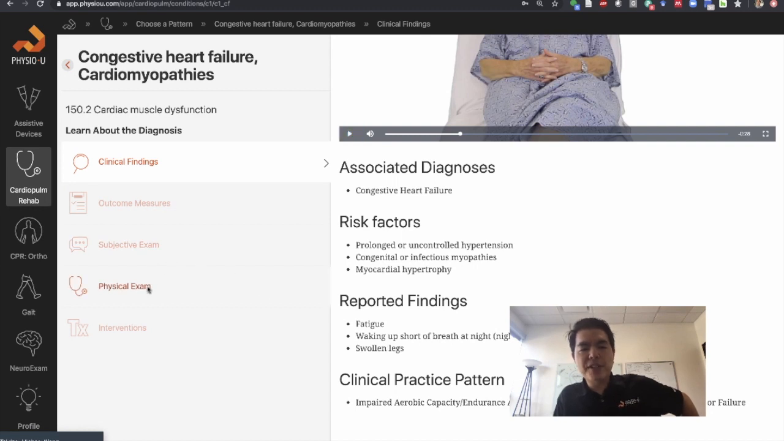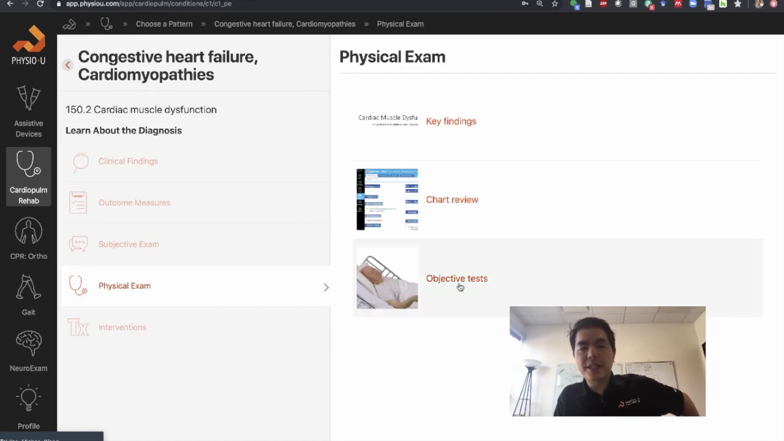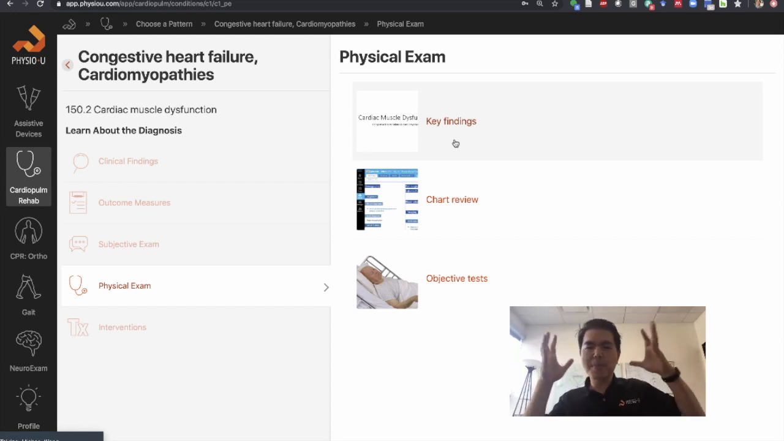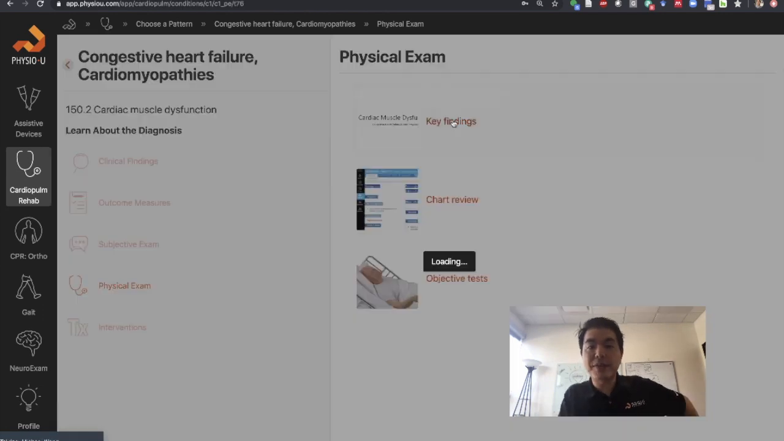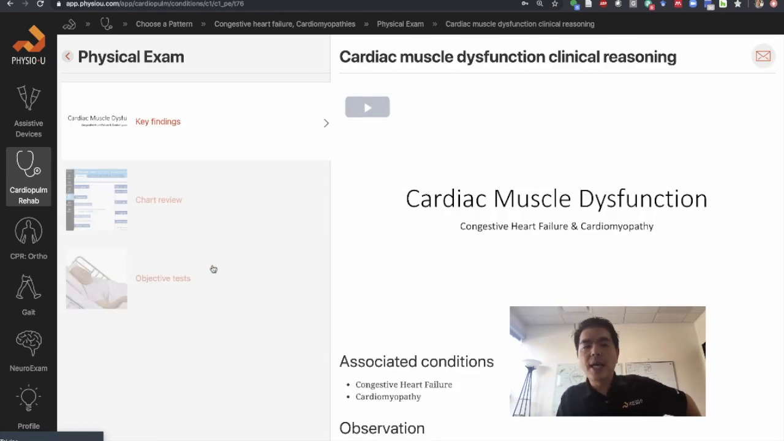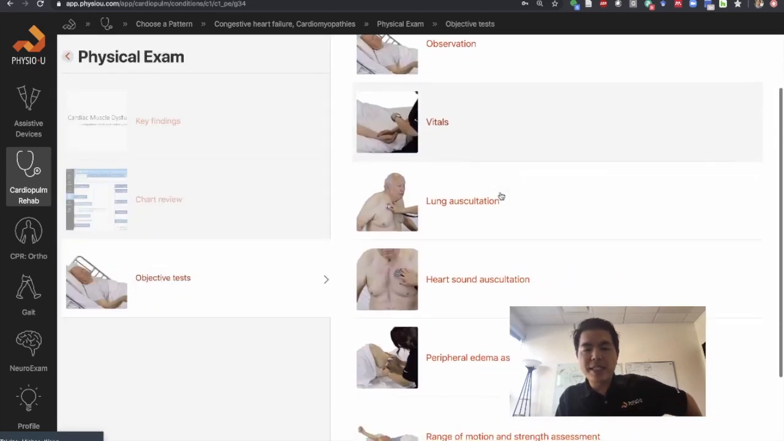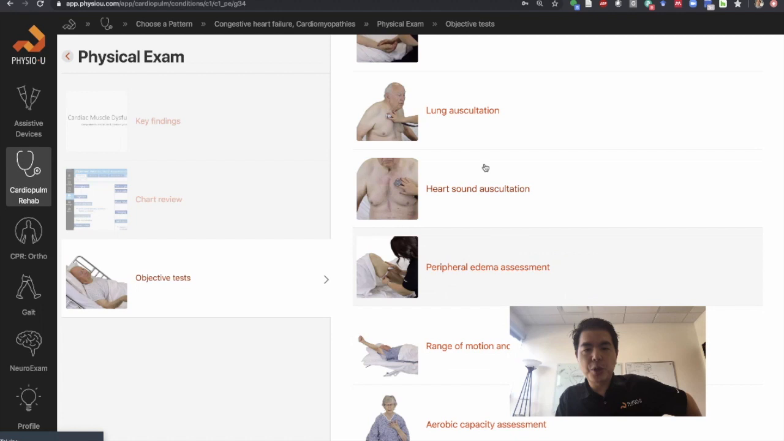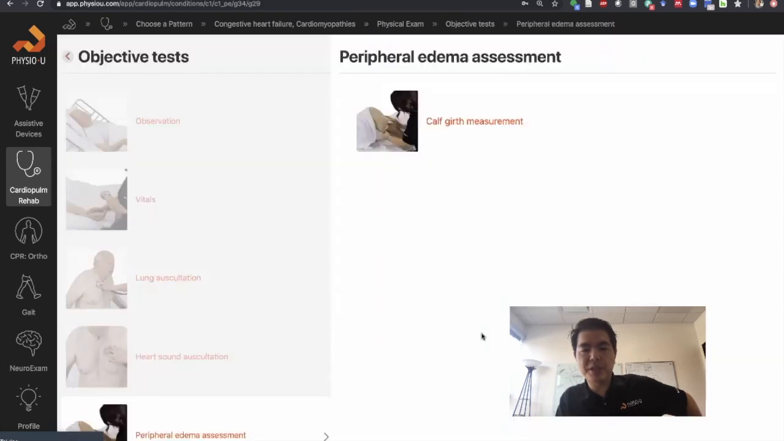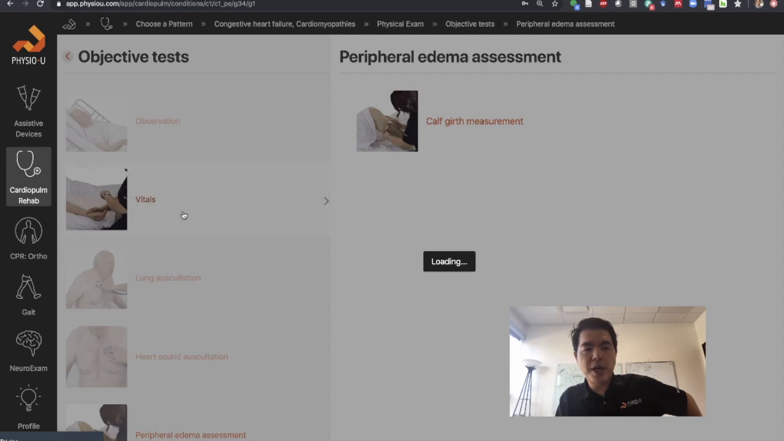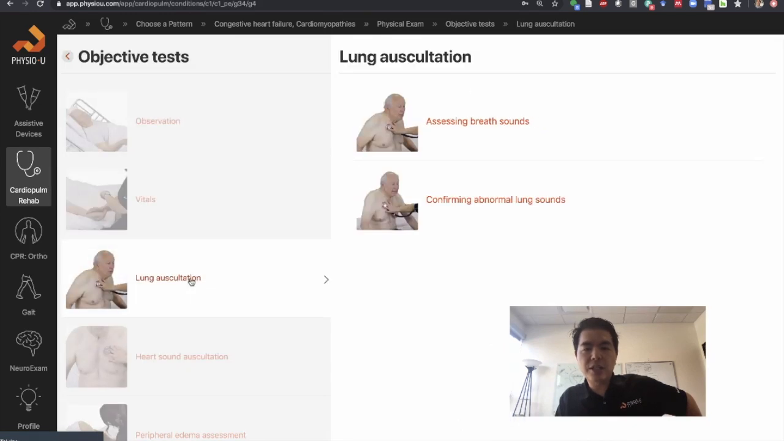And when you look at the physical exam, you can see that typically even the key findings video would be useful for both the PT and PTA. Not because the PTA is going to be doing the exam, but it's relevant to see in a moment, how is this patient different from your restrictive lung disease person? Right? So you have these little clinical reasoning videos that I think are quite useful. And from there, here is the common testing that is typically done. So specific to this patient is peripheral edema assessment. Of course, you have your typical vitals, your lung auscultation.